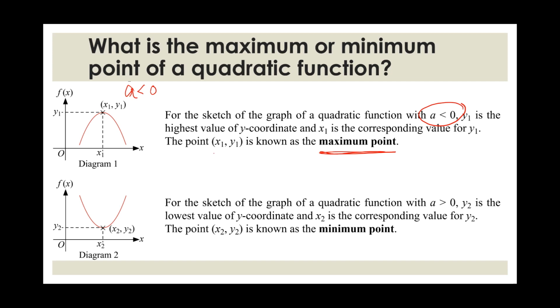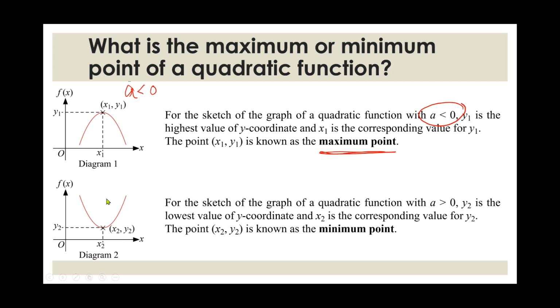So this description on the right over here just explains whatever we have on the left, for the sketch of the graph of a quadratic function with the value of A less than 0. Y1 is the highest value. This one, Y1. And the coordinate X1 over here is the corresponding value of Y1. So the point X1, Y1 is known as the maximum point.